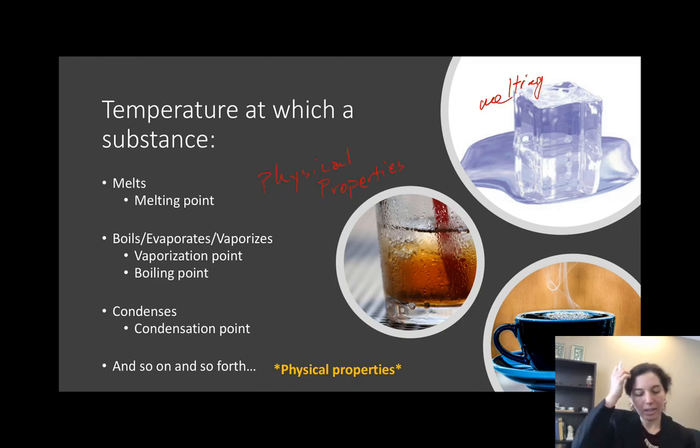So I want you to know that boiling point is related to the process of boiling or vaporizing. Vaporization point refers to vaporization. And condensation point refers to the process of condensing. So the temperature at which these happen is the point at which these happen. So the temperature at which a substance undergoes this process is that point. Temperature at which a substance melts, melting point. Temperature at which a substance boils, boiling point. So on and so forth. So you can do that with all of the different physical changes that we discussed.